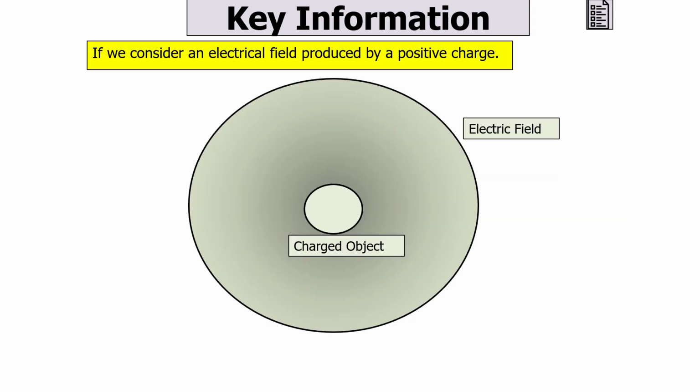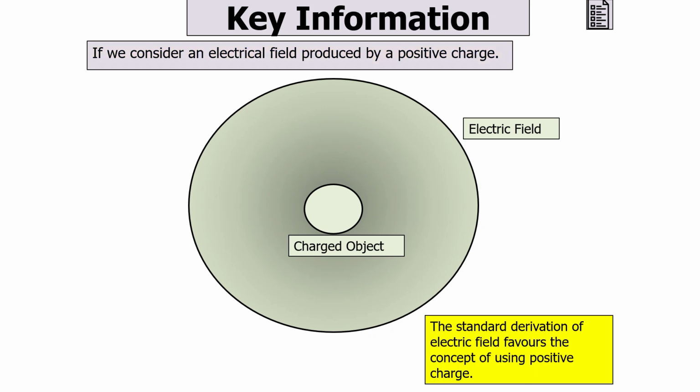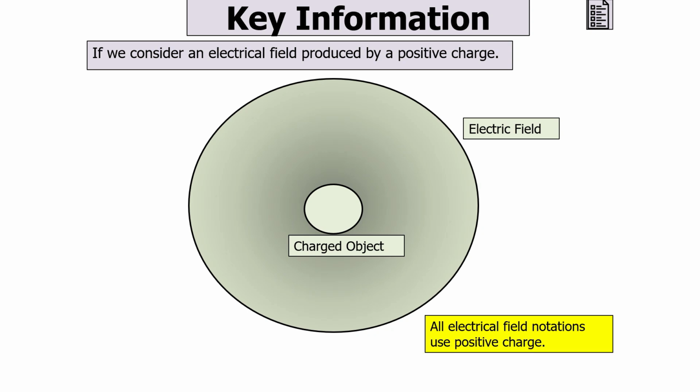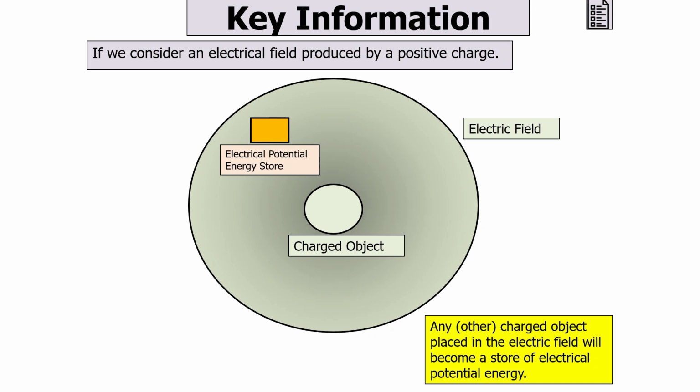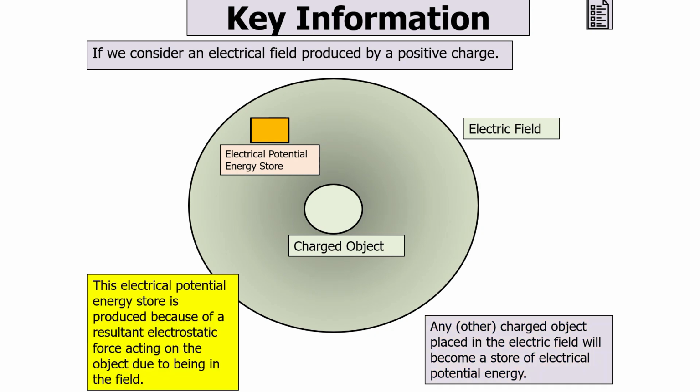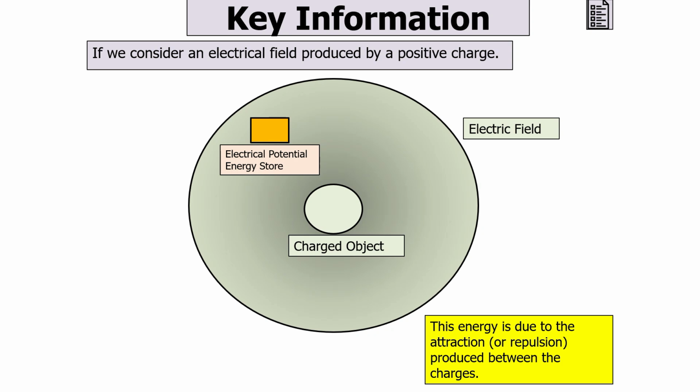So if we consider an electrical field produced by a positive charge, remember the standard derivation of electrical fields favours the concept of using positive charge. So all electrical field notations use positive charge. Any other charged object placed inside the electrical field will become a store of electrical potential energy. This electrical potential energy store is produced because of a resultant electrostatic force acting on the object due to being in the field. This energy is due to the attraction or repulsion produced between the charges.